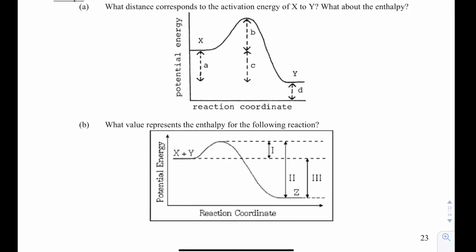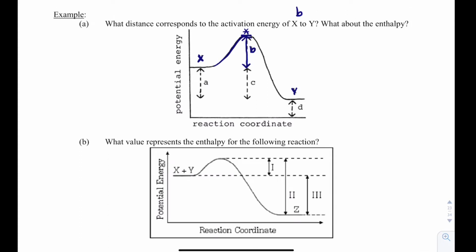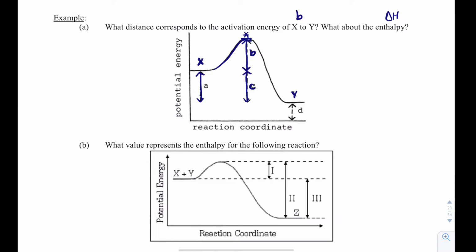Now, these are just some old AP questions. It says, what distance corresponds to the activation energy of X going to Y? And the activation energy of X going to Y looks to be just letter B. It's how much energy does it take to get to the top of your peak, to get to your activated complex? So this first question, that would be letter B. And then what about enthalpy? Enthalpy is delta H, and that would be letter C or letter A. It's kind of confusing why they have both on here.